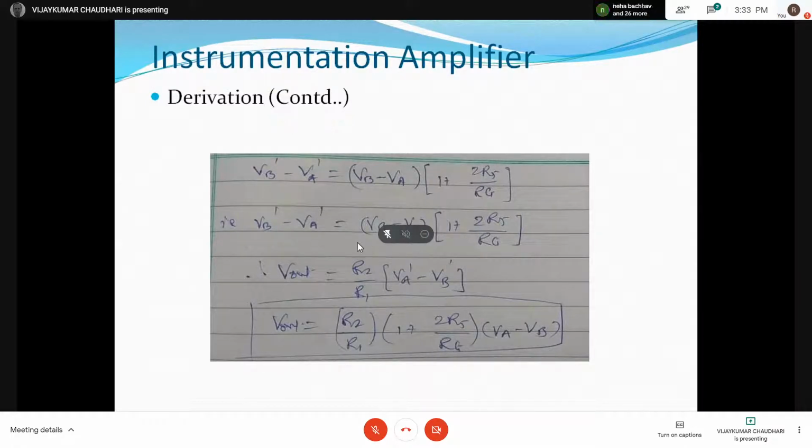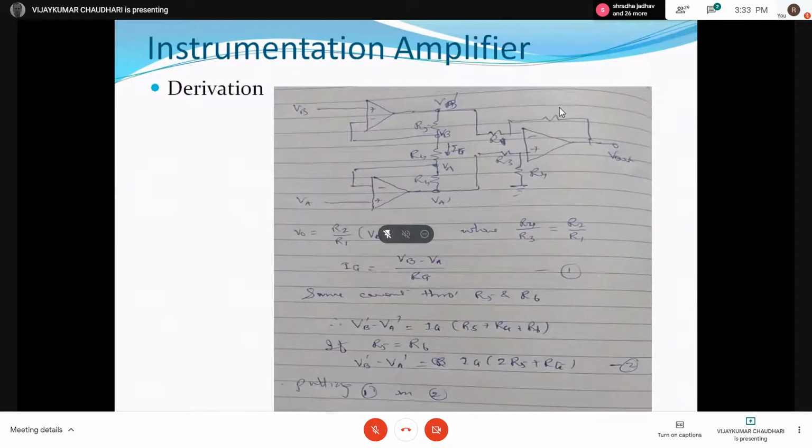Before that, just a small thing to be understood. This is Vb dash minus Va dash, this is Vb minus Va. I can interchange them. This will be minus and this will be minus. If I make it Va dash minus Vb dash and this Va minus Vb, so both will be minus and minus minus will get cancelled. And what I get is V out is equal to R2 by R1 as it is, and Va dash minus Vb dash will be 1 plus 2 R5 divided by Rg, this factor into Va minus Vb. So this is the expression of output voltage for the 3 op amp instrumentation amplifier.